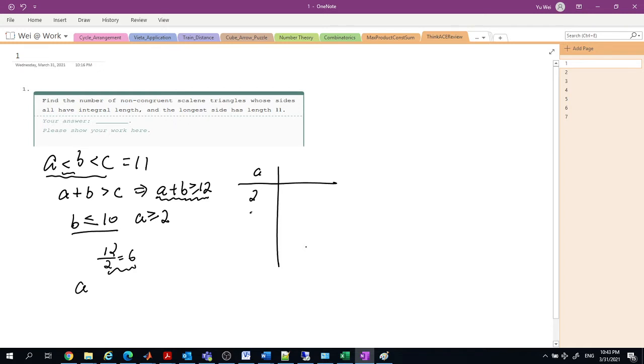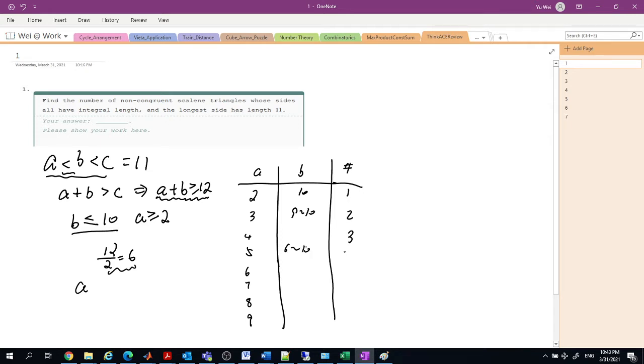So 2, 3, 4, 5, and 6, then 7, 8, 9. That's the A. For B, the maximum is 10. So here is the count. Oh, I'm sorry, for 5, B is from 7 to 10, which is 4, and for 6, also from 7 to 10. So the counts are 4, 3, 2, 1. So basically, the total count is 10 plus 10 equals 20.